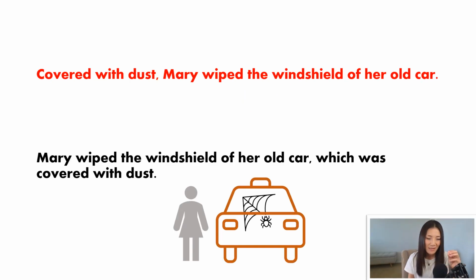What about this sentence? Covered with dust, Mary wiped the windshield of her old car. So reading this, I'm not really sure if Mary is covered with dust or the old car is covered with dust. So to clarify, we should say Mary wiped the windshield of her old car, which was covered with dust. So the dust part should be next to the old car, unless it was Mary who was covered with dust.